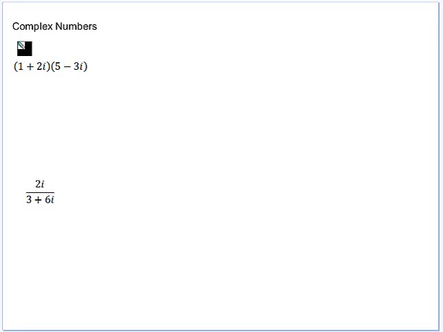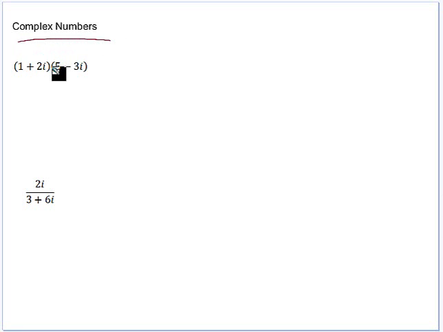All right, this is reviewing for the first semester final for Algebra 2. First up here is complex numbers. So we are going to want to simplify the quantity 1 plus 2i times the quantity 5 minus 3i.